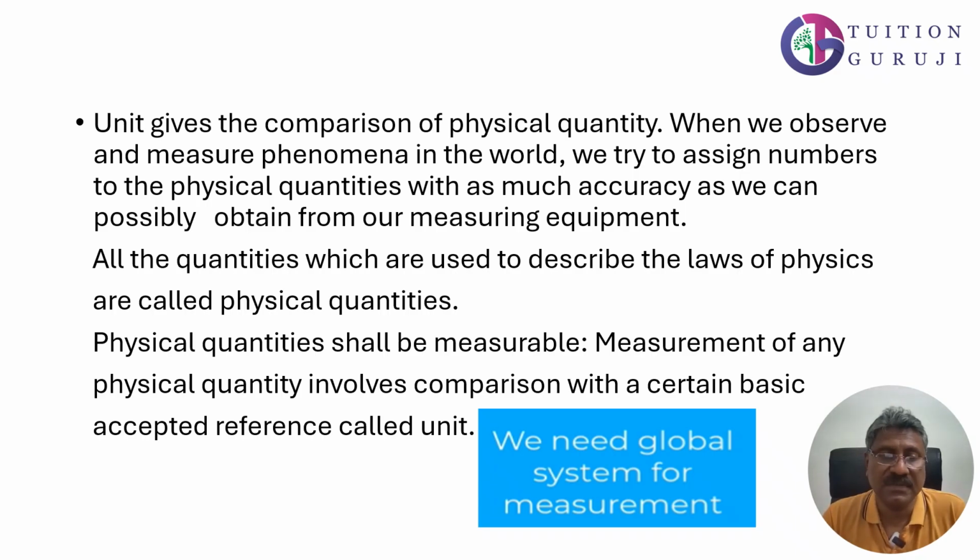Then what is a physical quantity? All the quantities which are used to describe the laws of physics are called physical quantities, and these physical quantities should be measurable. The measurement of any physical quantity involves comparison with a certain basic accepted reference called unit. This is what I told at the beginning. Actually, for meter, we are taking the velocity of light in vacuum.